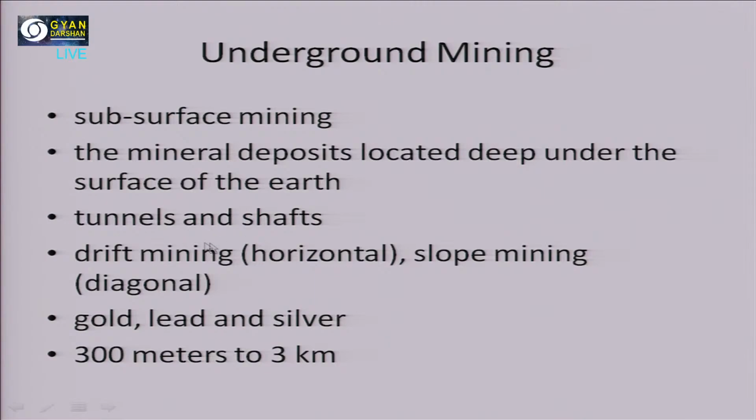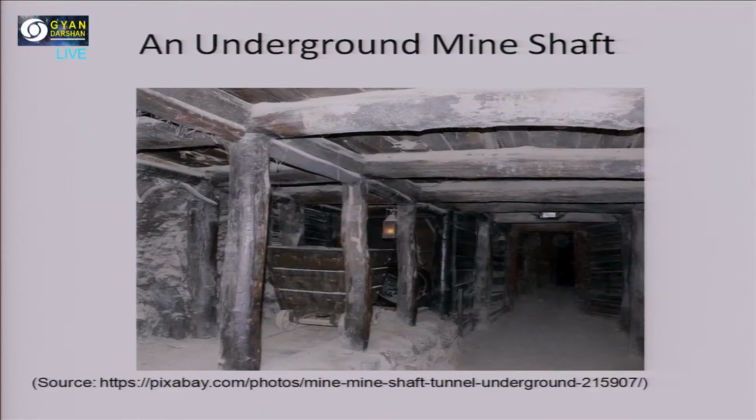And there are two types of underground mining based on the direction of the tunnels. If the tunnels are horizontal, then it is called drift mining, and if diagonal shafts are made, it is called slope mining. So it is called slope mining when the shafts or tunnels are diagonal. The depth of the mines can range from 300 meters to 3 kilometers. In this figure you see an example of an underground mine shaft. This is a shaft, and it is under the ground. So this is an example of underground mining.